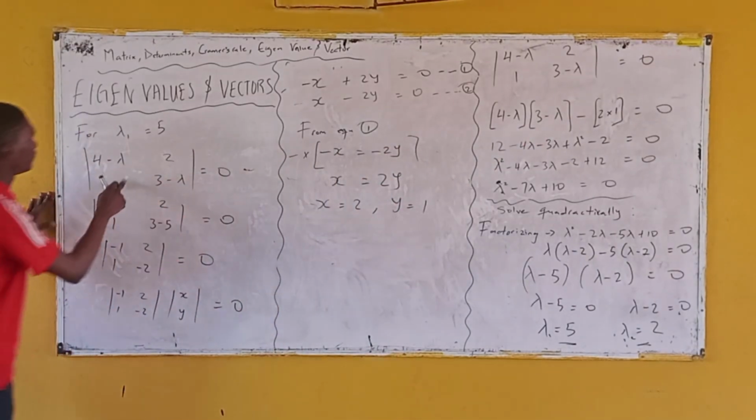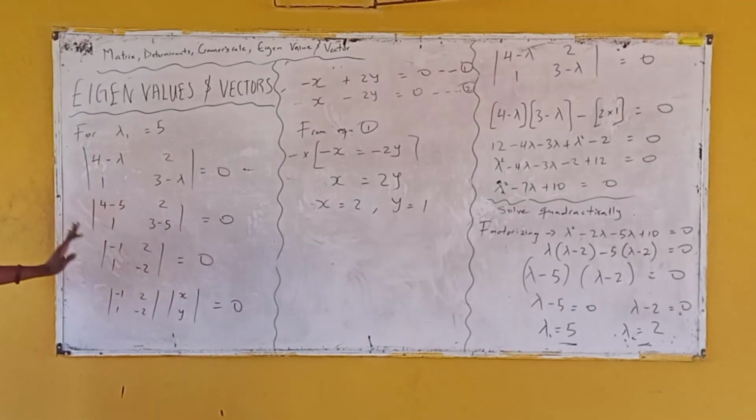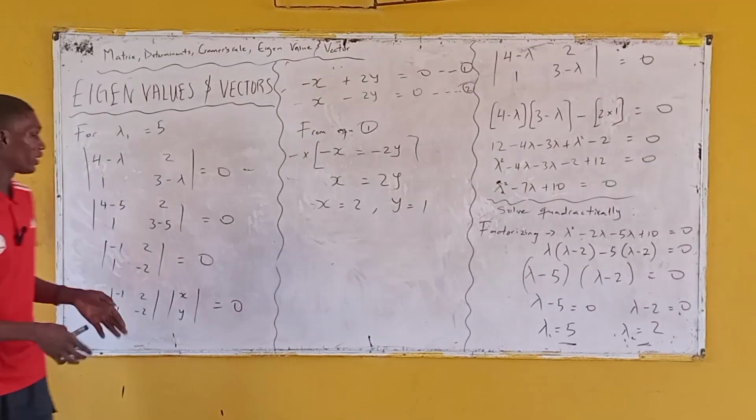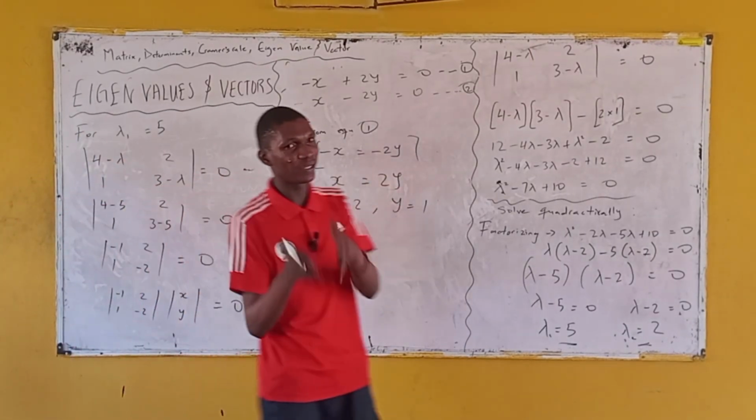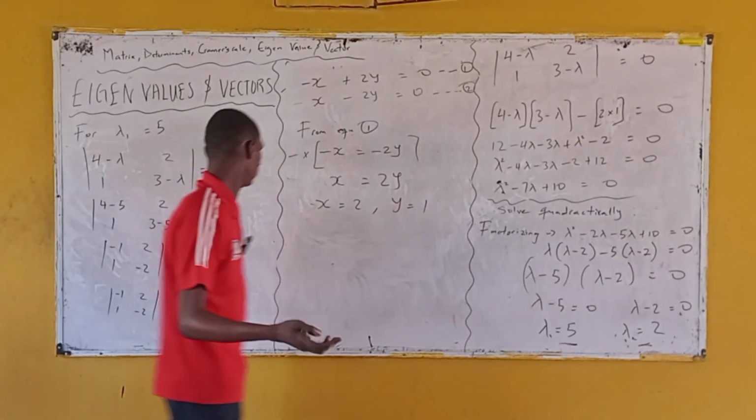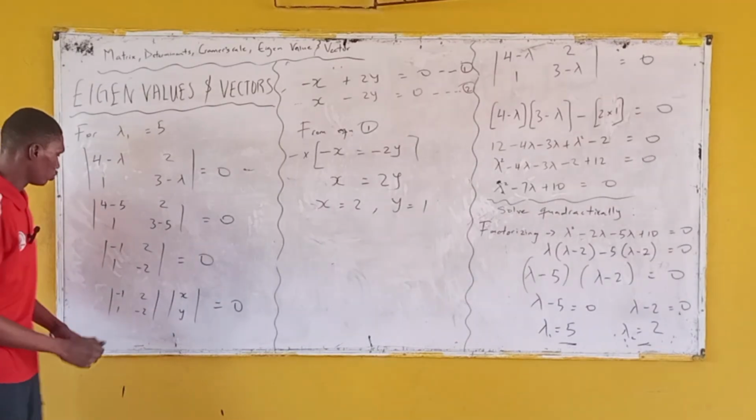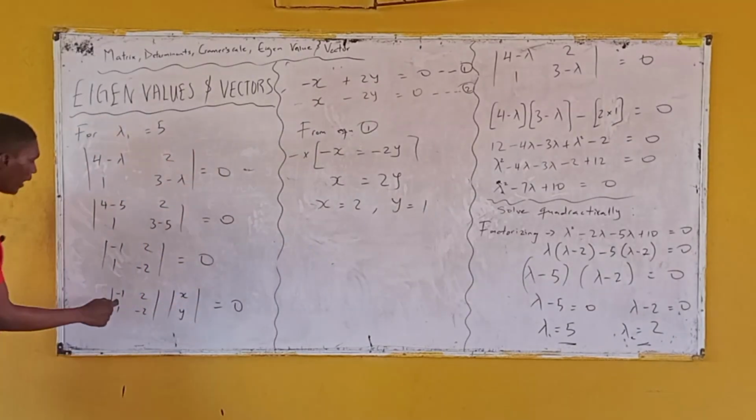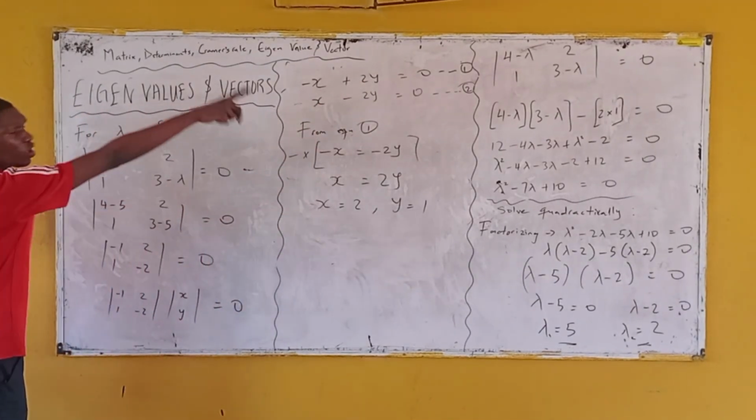So 4 minus 5 is minus 1. Then 2, 1, and 3 minus 5 is minus 2. From here, we can introduce our x and y. In some cases we can use x1, x2. It depends on what you want to use. Then multiply this by your x and y. Minus 1 times x is minus x. 2 times y is 2y. You add them up, is equal to 0.